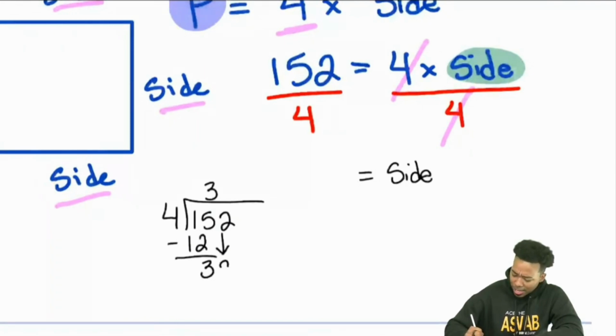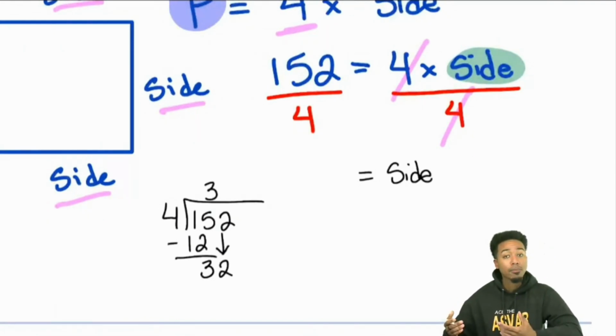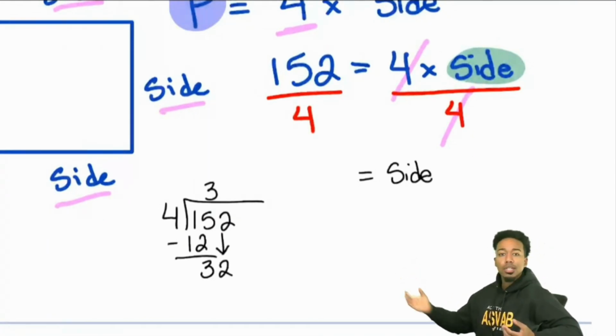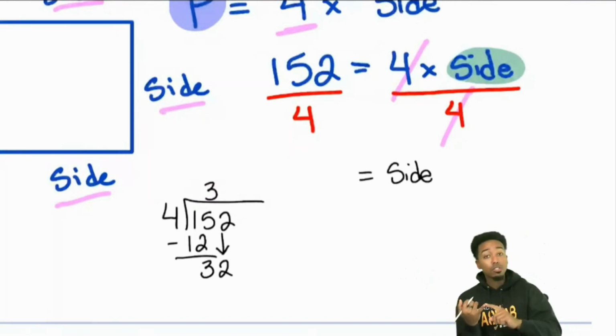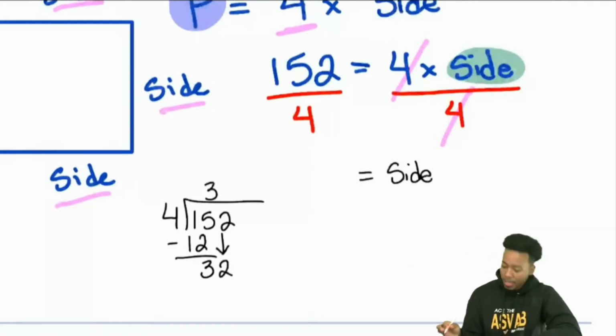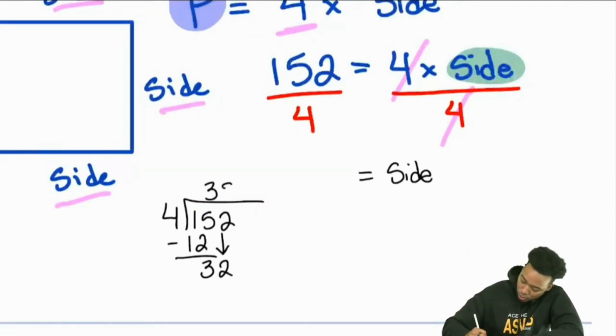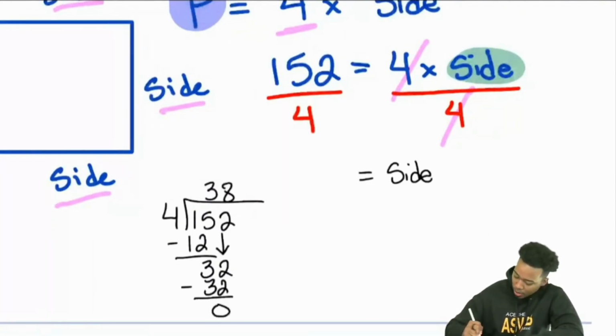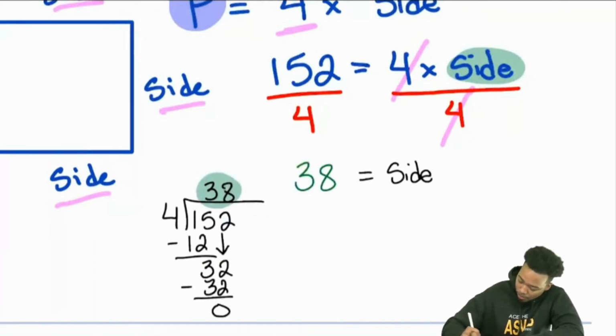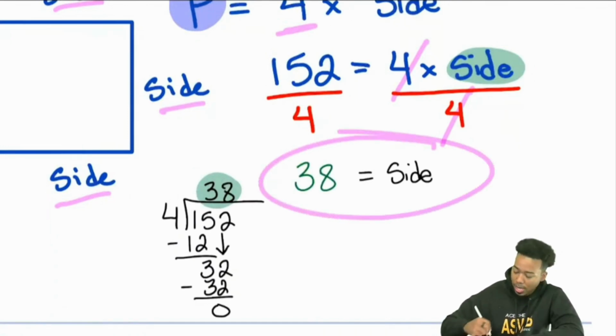And again, if at any point any of this is making you nervous, any of these calculations I'm doing, take note of it. If long division makes you uncomfortable, take note of it. It's up to you. It's your responsibility to make sure you're getting better at it. But here, 4 goes into 32 8 times, and that is clean. That is done. Boom. There is our answer. The side length that we're looking for is 38.